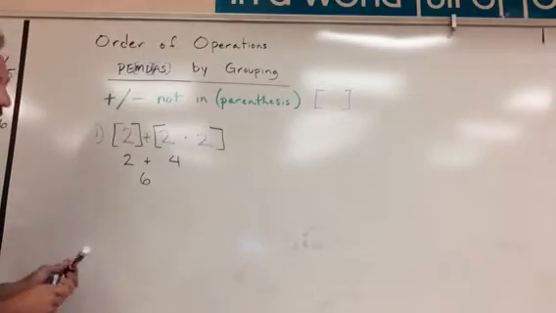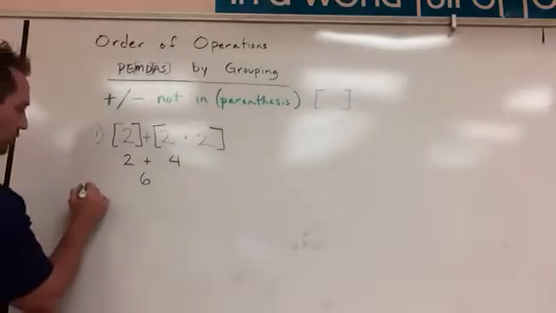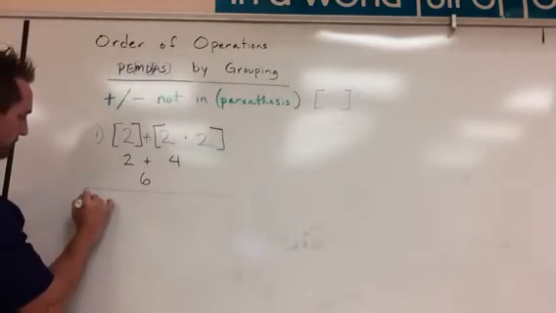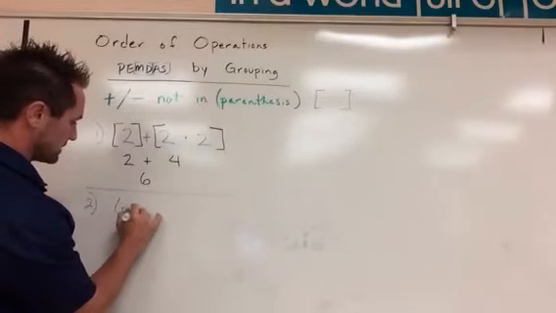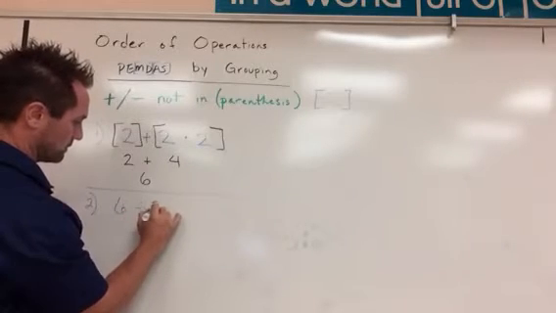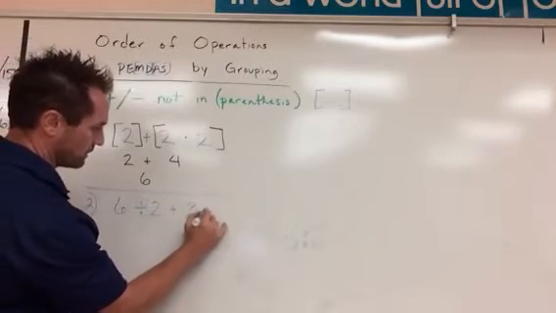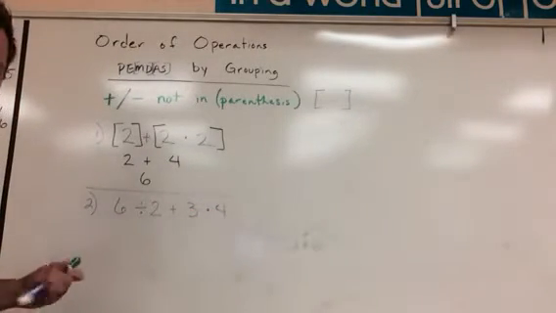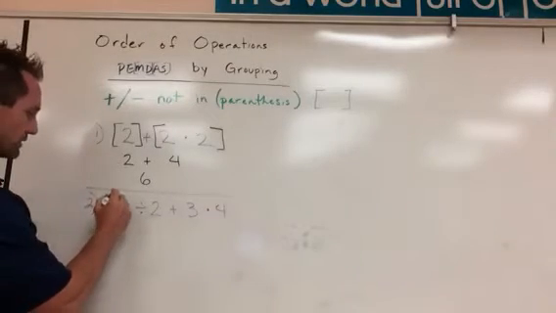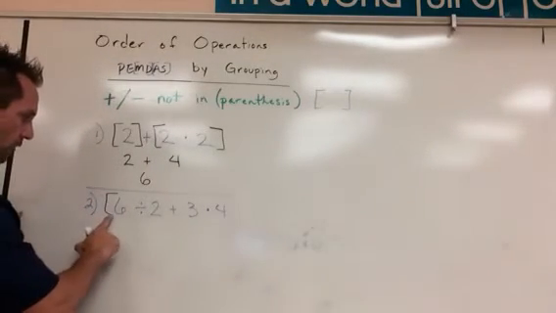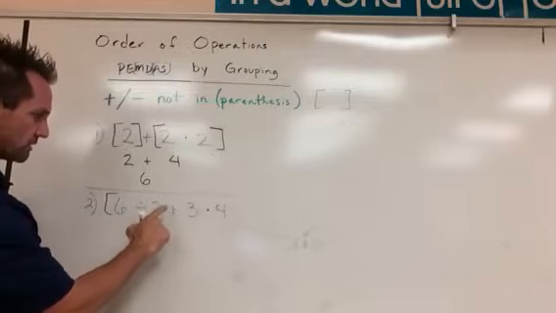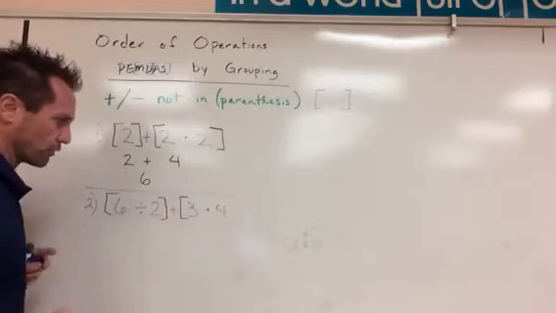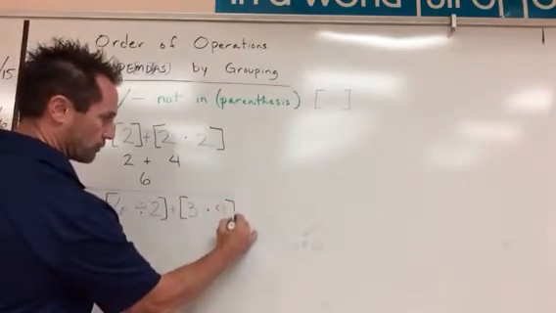Let's go to a second example. The second example is a little bit more in-depth, but not terribly. Example 2: 6 divided by 2 plus 3 times 4. Again, we set up our groups. Always start at the beginning of the problem and go until you see an addition or subtraction sign. There's our addition sign, so we end the first group, begin the second group, and go to the end of the problem.